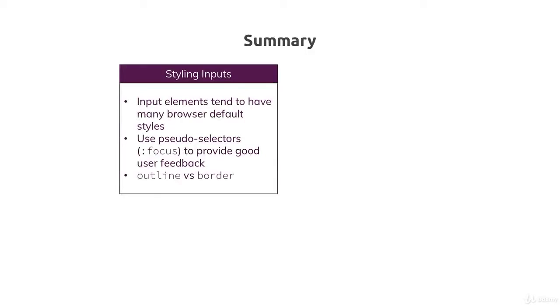In the end, it's not that different from the way you style other things in your app. You learned that for styling inputs, you have to watch out that many input elements have default browser styles, which you want to override, or override them with the inherit special value to inherit the values you define anywhere else in your web app or website. You learned about special pseudo selectors like focus to provide good user feedback, or checked for the checkbox, for example. And you learned about the difference between outline and border again.